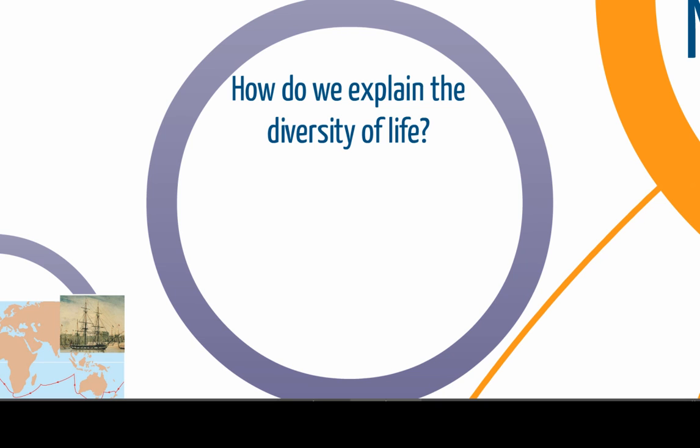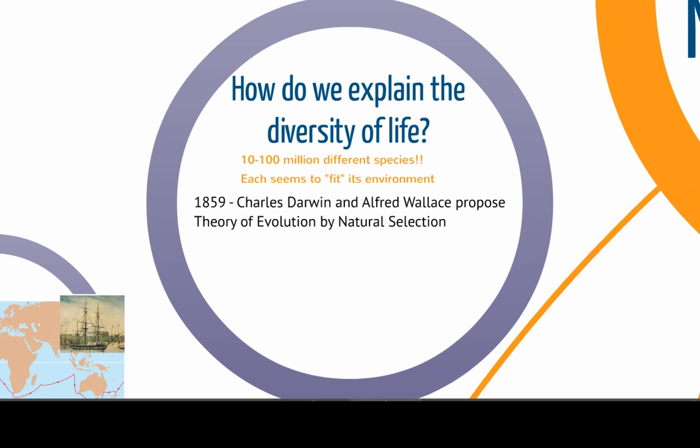So, how do we explain the diversity of life? This is one of the questions humans have always had as we look around and see different plants and animals. How do we explain where all that came from? We've talked about there's between 10 and 100 million different species on the planet. How do we get all those? And the amazing thing is that each one seems to fit in its particular environment.